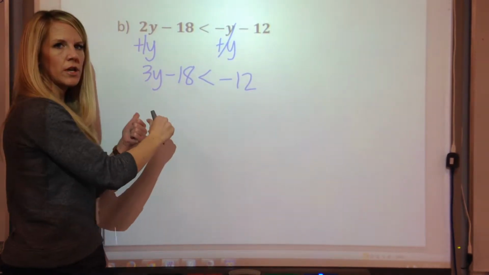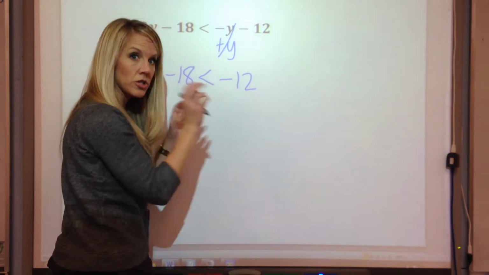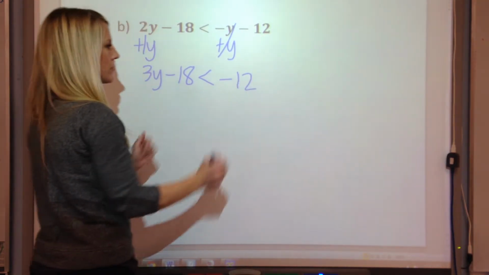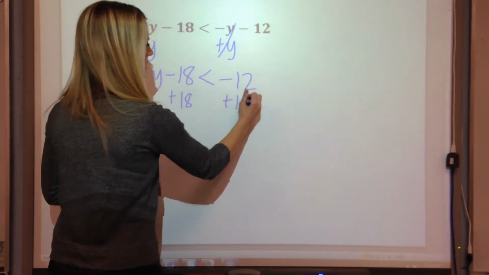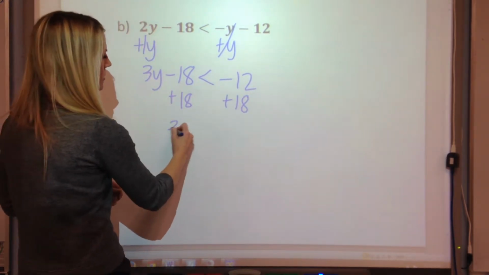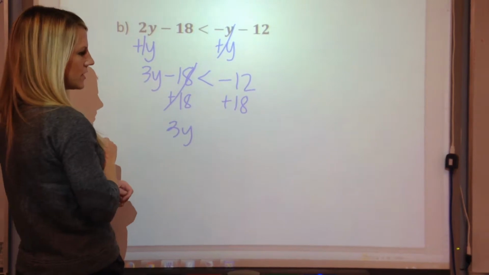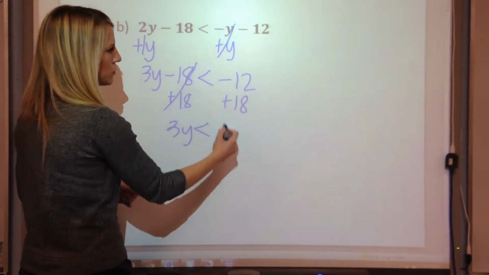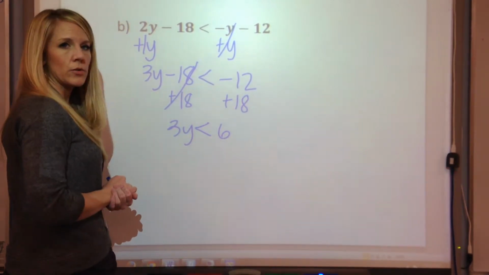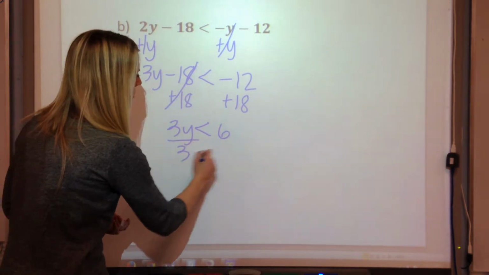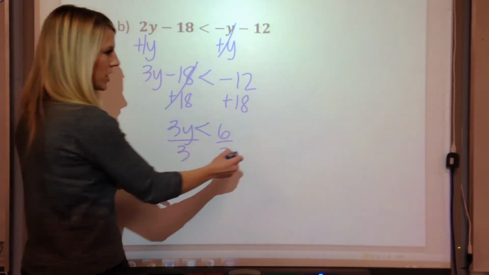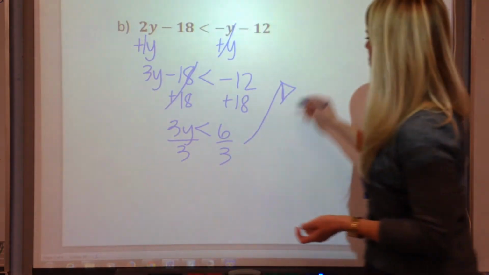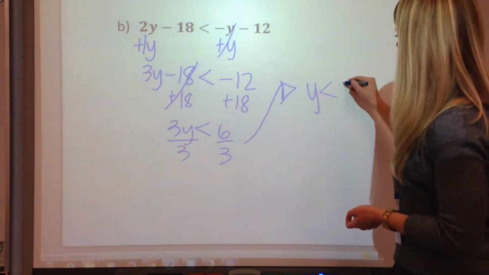So I've got my variable to the left, which means my constants, which are just the numbers, remember, need to go to the right. So how do I do that? I need to add 18 because this is minus 18. So 3y is what's left. Negative 18 plus 18 is 0, is less than negative 12 plus 18, which is 6. What do I do to get y by itself? Divide by 3. Do I flip the sign? No, because I'm dividing by a positive number. So y is less than 2.